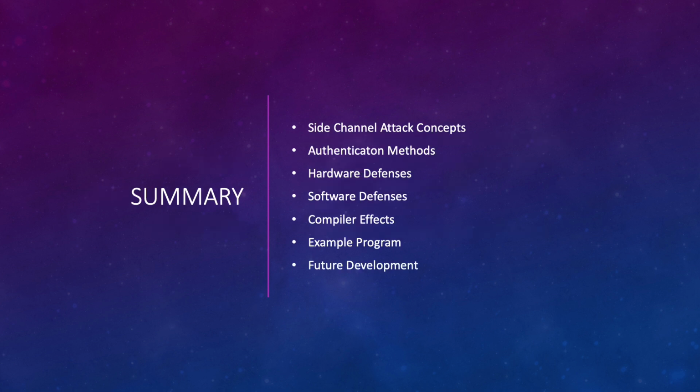We talked about a bunch of different things today. We learned about the basic ideas behind side-channel attacks that focus on instruction skipping. We learned about different authentication options and how we can fortify our systems via hardware or software design. We talked about how the compiler affects our attempts to secure our programs, and we looked at an example and some ways we can continue improving our system security.